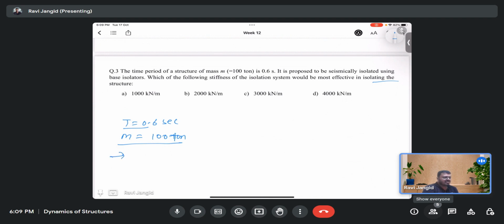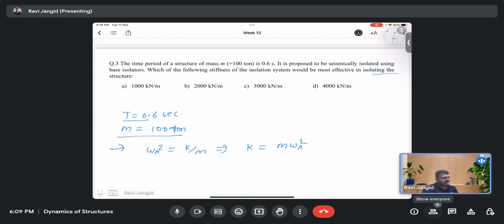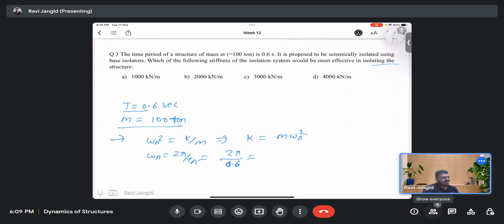First calculate the time period of the structure. Time period of the structure is there. First calculate the stiffness of the structure. So omega n square equals k by m, so k would be m times omega n square. And omega n would be 2 pi by Tn, where Tn is 0.6. So calculate omega n, and using that you can find out what would be your stiffness.